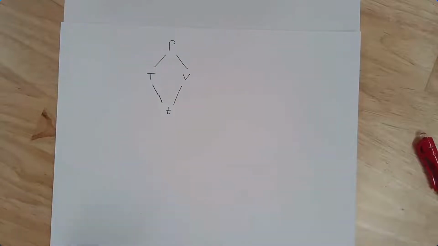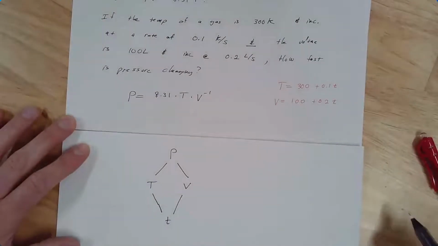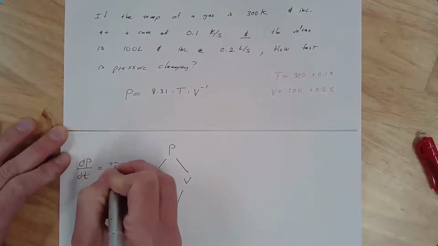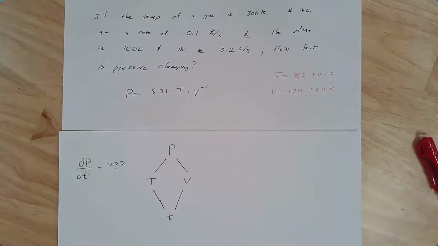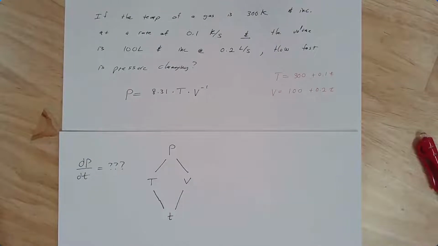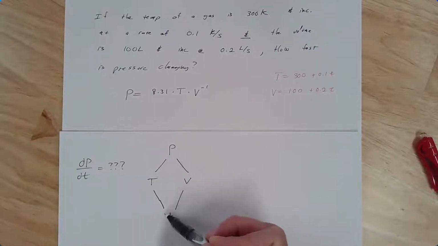So here's what I'm trying to find. Well, in fact, let's go back to the question. The question is, how fast is the pressure changing? So what I'm really trying to find is dP/dt, the rate of change of pressure with respect to time. How fast is pressure changing as time is changing? To find that, we have to find all of the paths that get you from pressure to time. How many paths are there? Two. I can go through temperature, or I can go through volume.